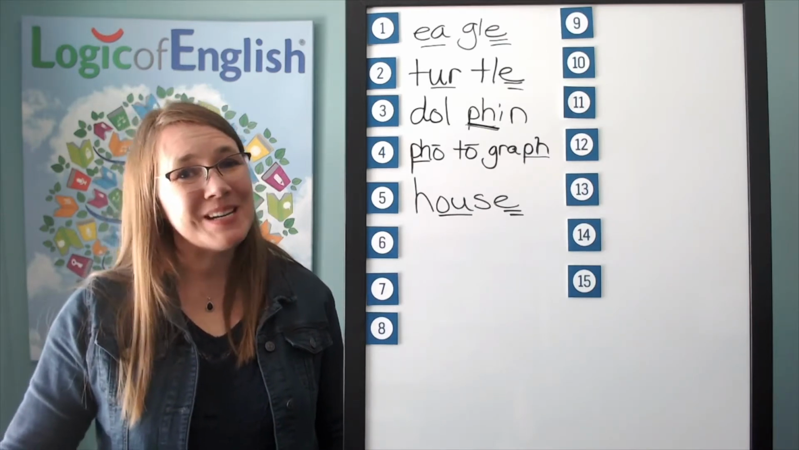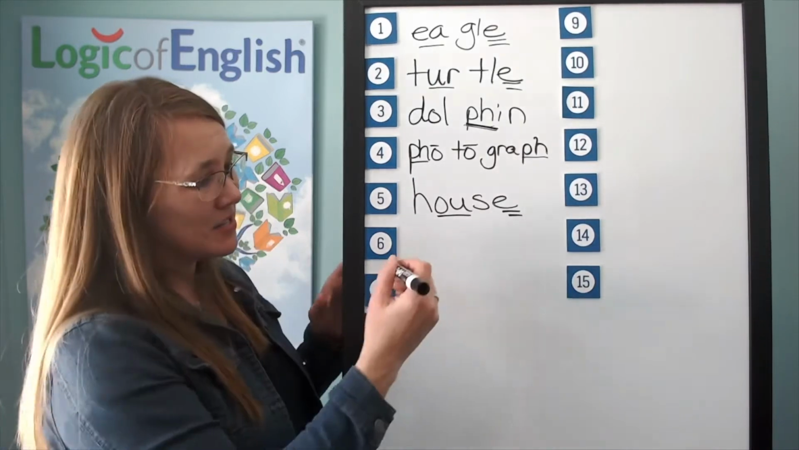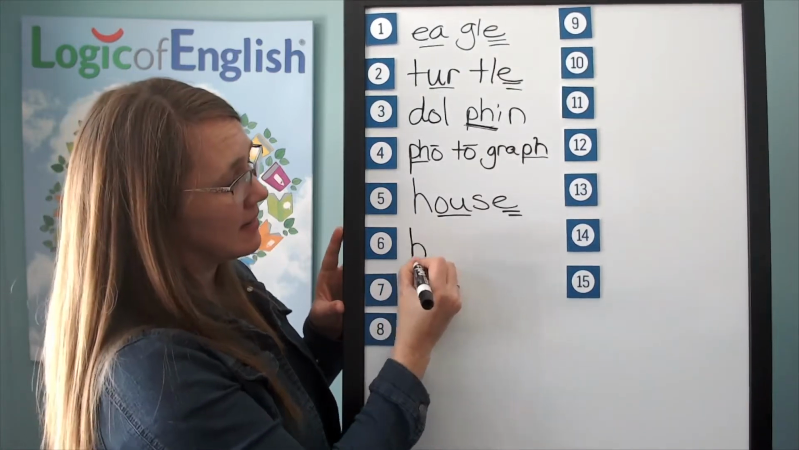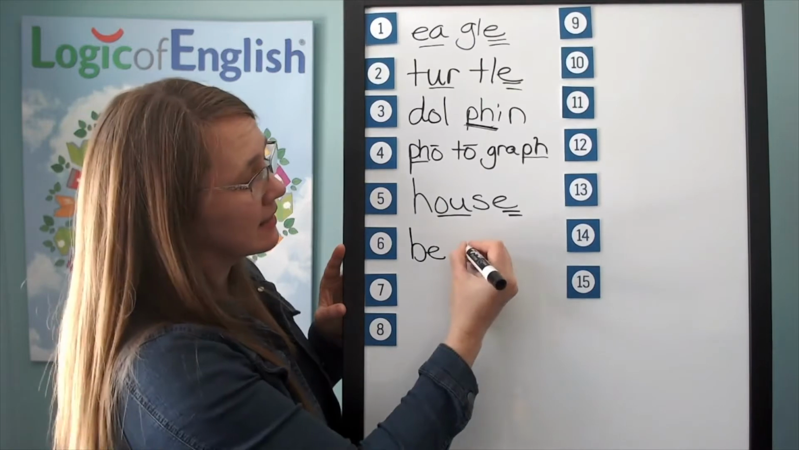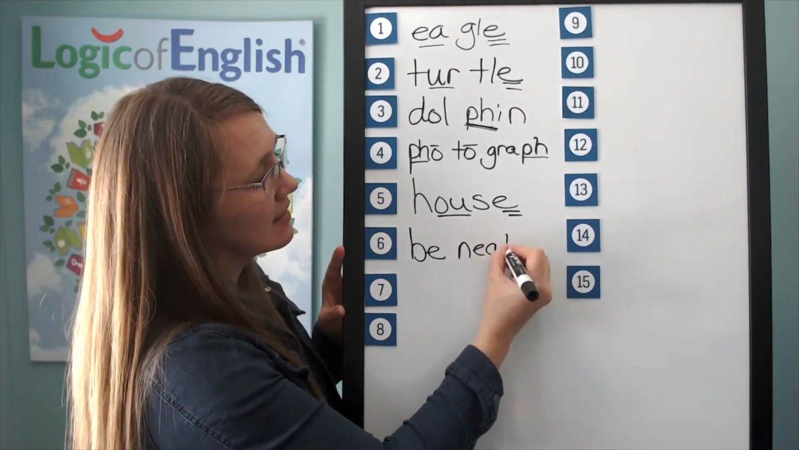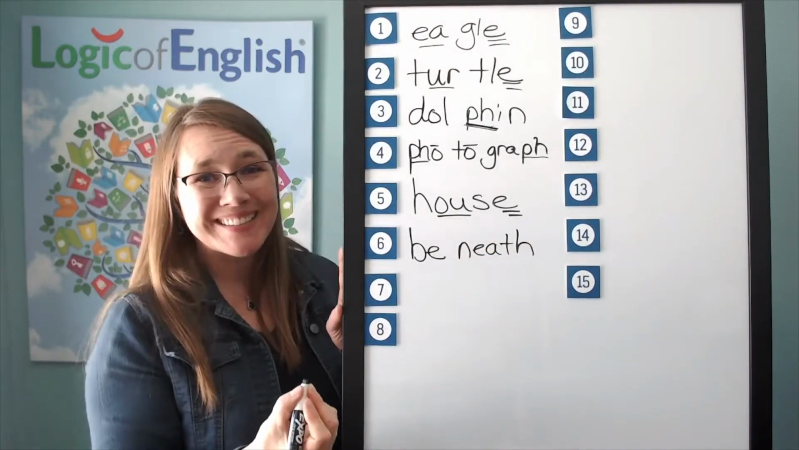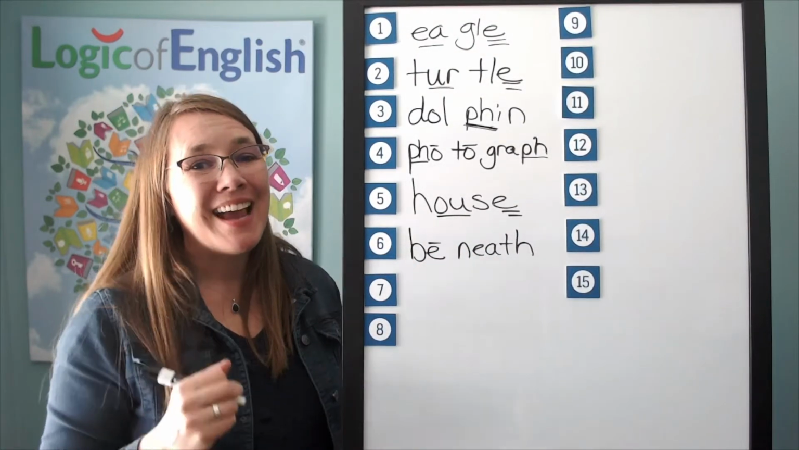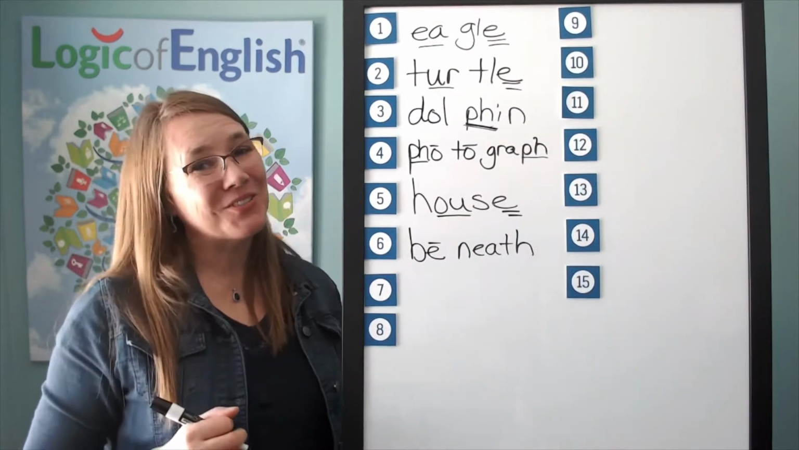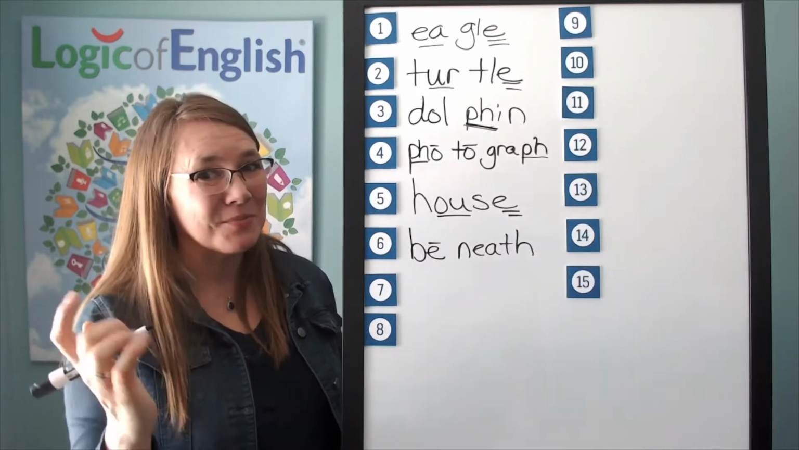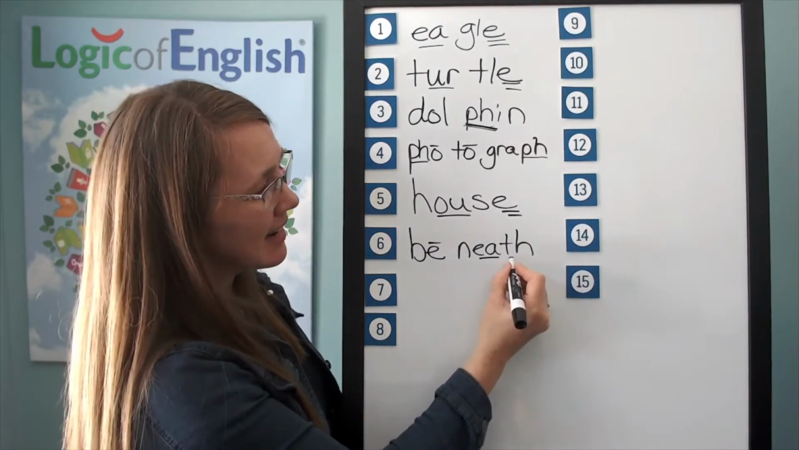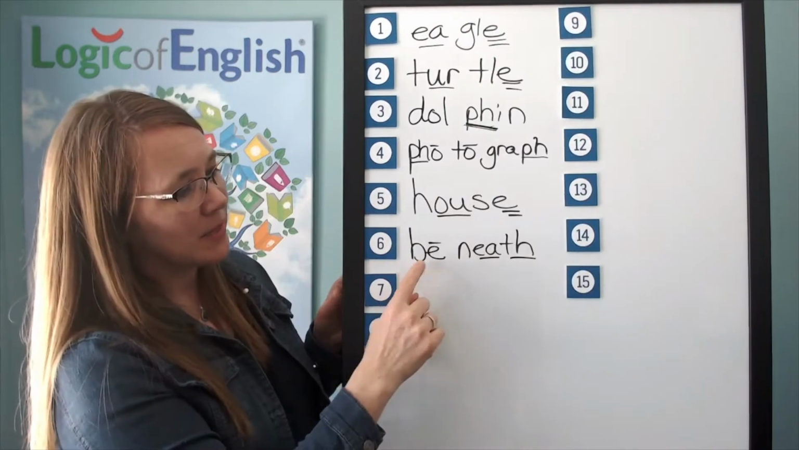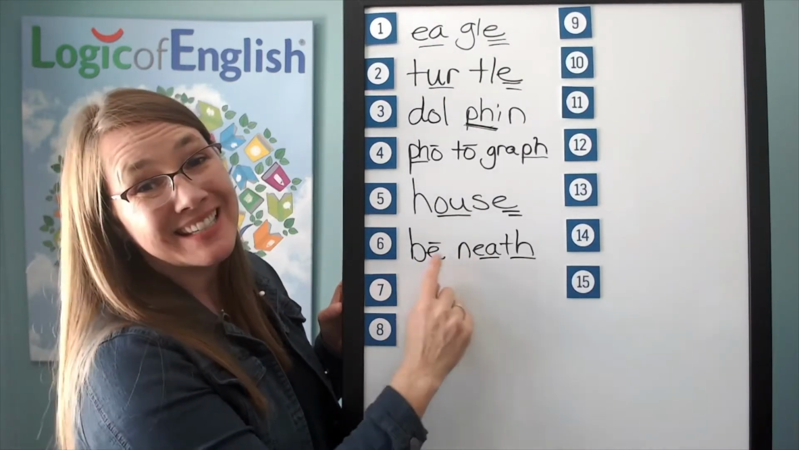Excellent. Beneath. Now help me to write it. The first syllable is B. B-E. Second syllable is neath. N-E-th. And how will we mark it? We'll put a line over the E. Why did it say its long sound? A, E, O, U usually say their long sounds at the end of the syllable. And we'll underline the E-A and the th. Let's read it. B-E-N-E-th. Beneath.